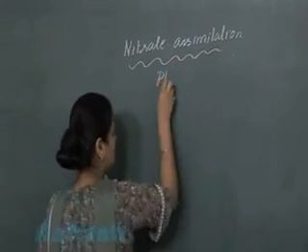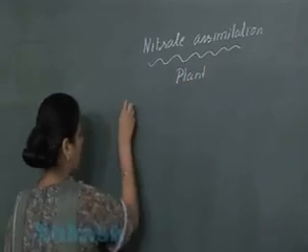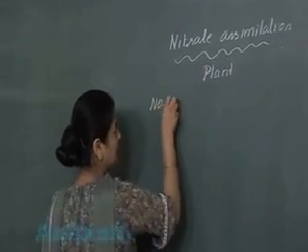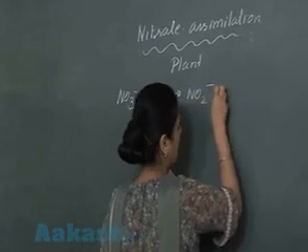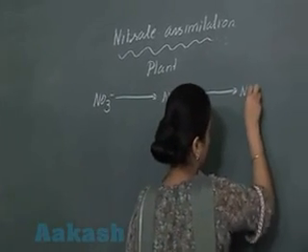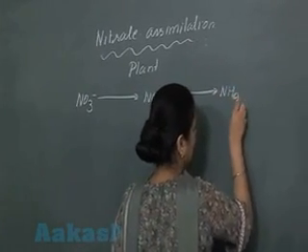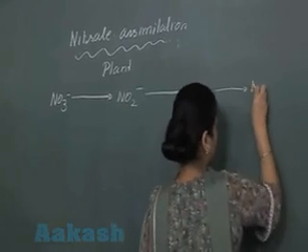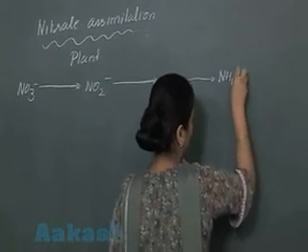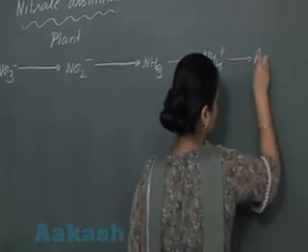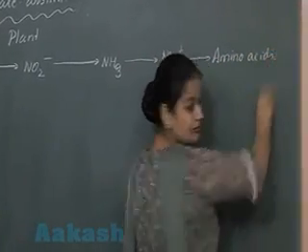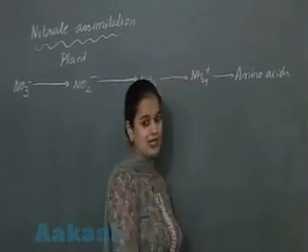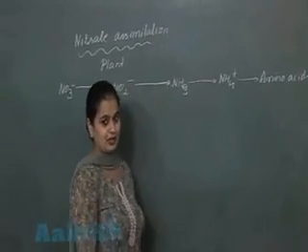So, in the plant, now the nitrate is converted into nitrite. Nitrite is converted into ammonia. Ammonia will be changed into the ammonium ions, which can be utilized for the formation of amino acids. So there should not be any confusion here.